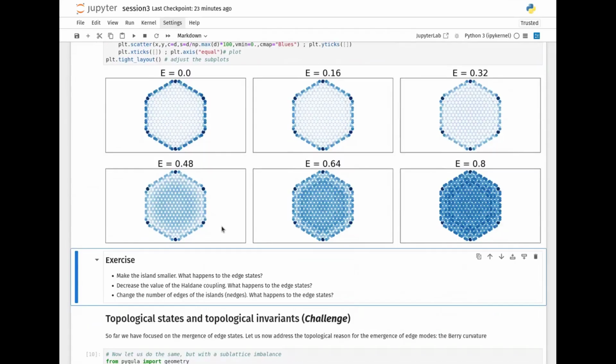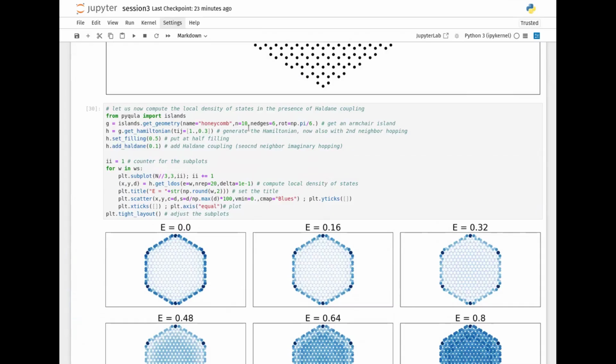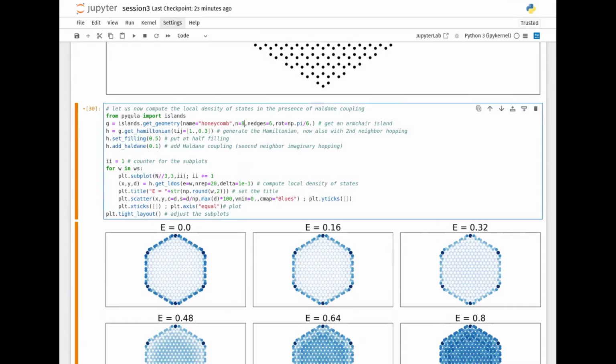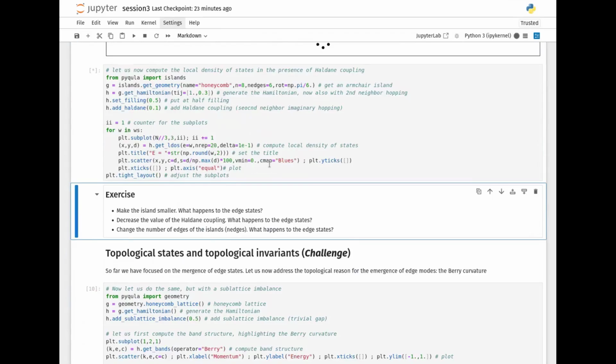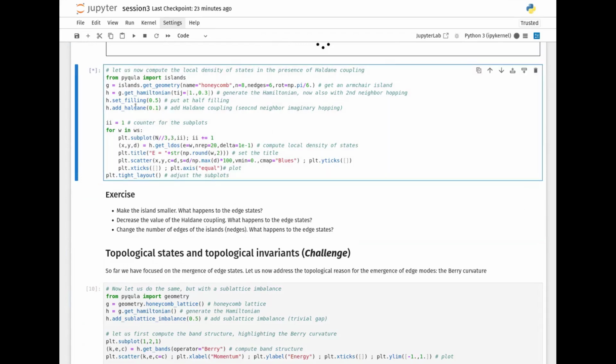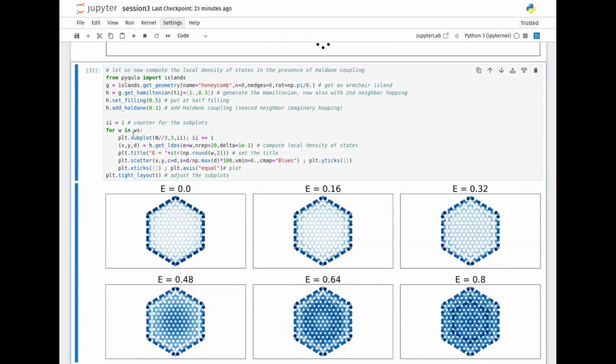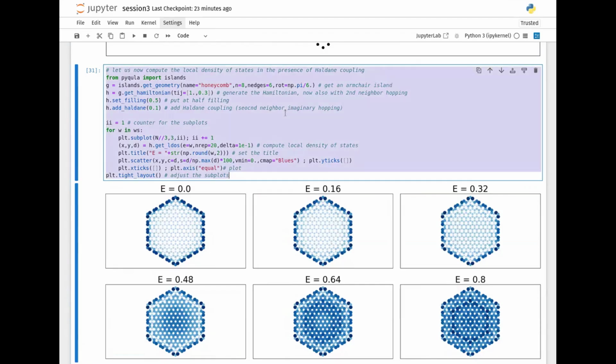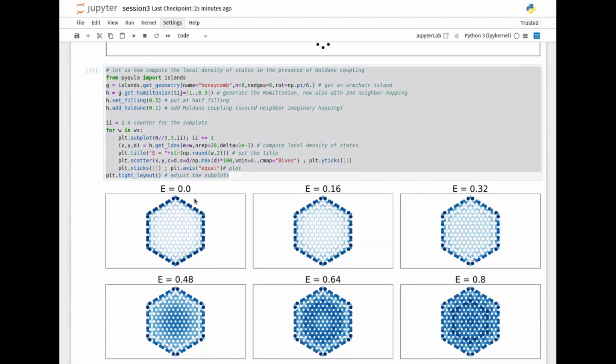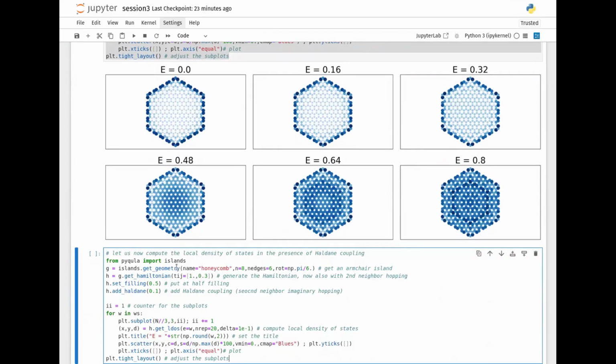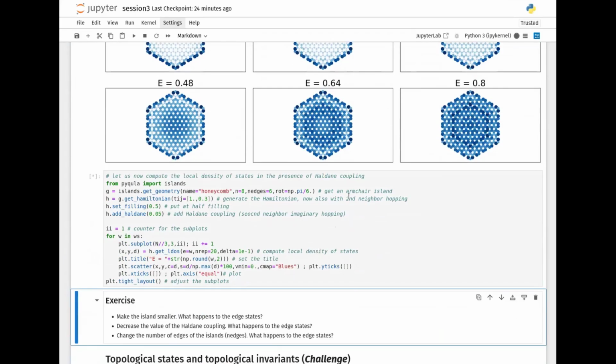seeing your bulk states. Okay, so now let us decrease the value of the Haldane coupling and see what happens to the edge state. So let us go back to the case with n equal to 8, and let's recompute it to have as a reference. And so what we can do is create another copy of this so that we can compare one by one, and let us decrease the Haldane coupling. So instead of 0.1, let's take 0.05.